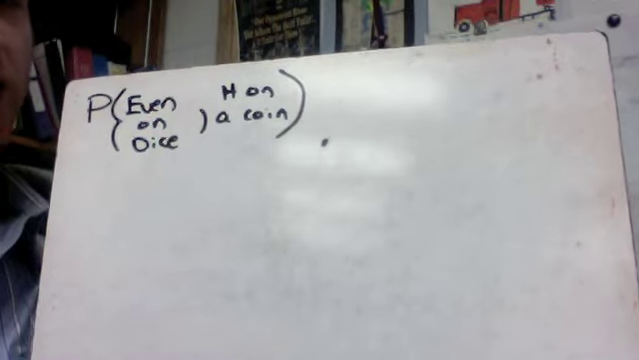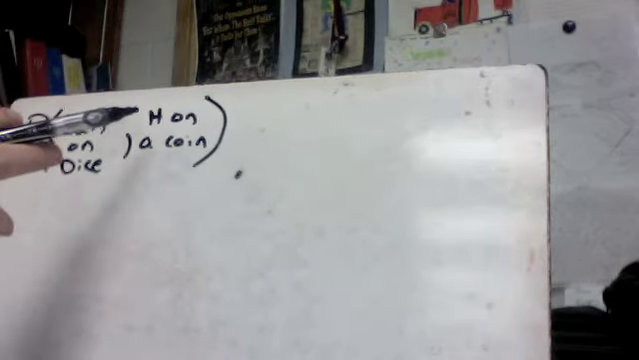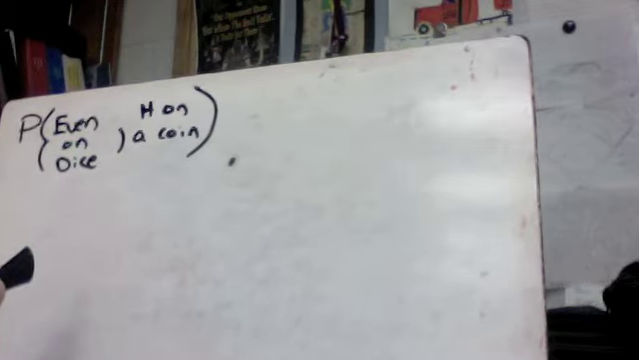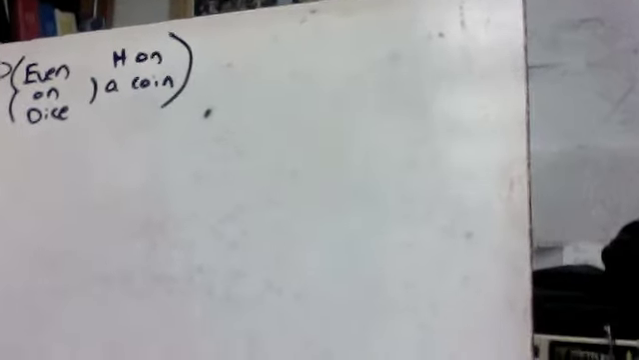All right, here we have a compound event. We've got 2 things going on here. We've got the probability of getting an even number when I roll the dice. Then I need to flip a coin and get heads. So we've got to take these 2 events separately and then just multiply them together.